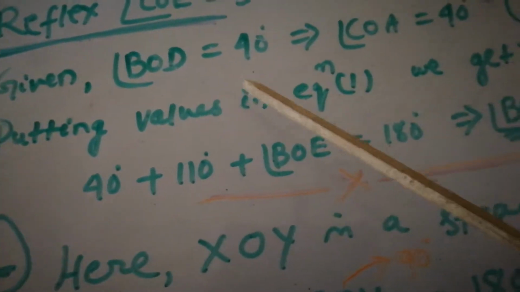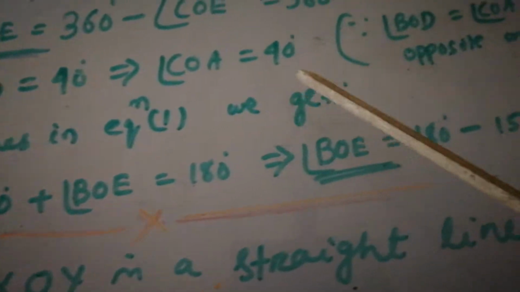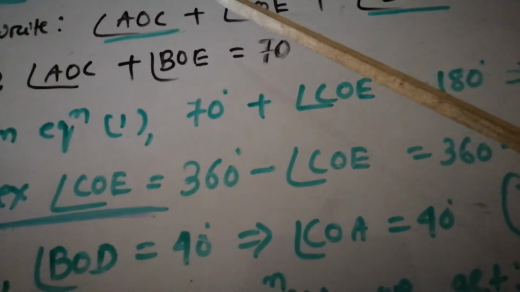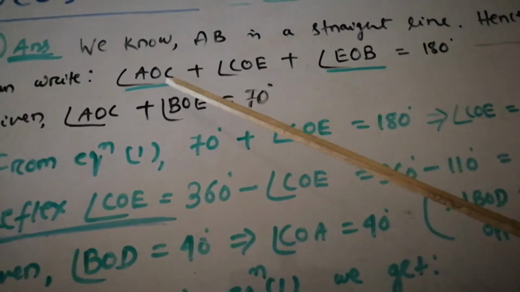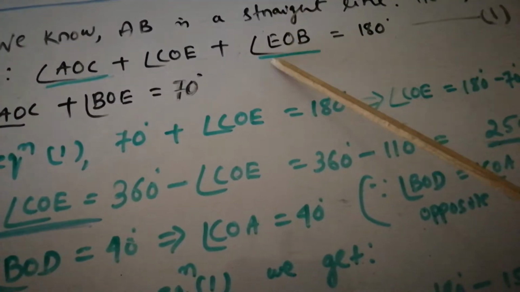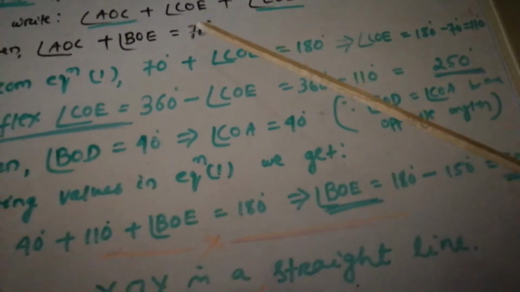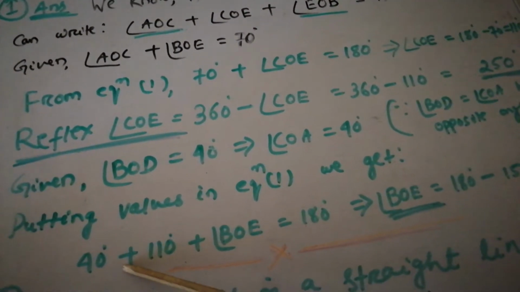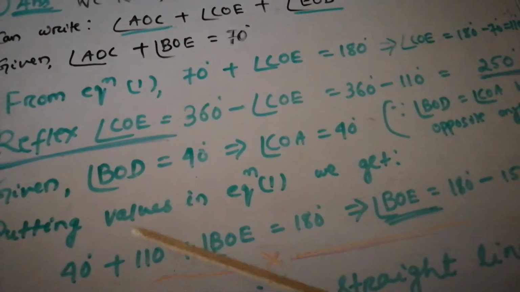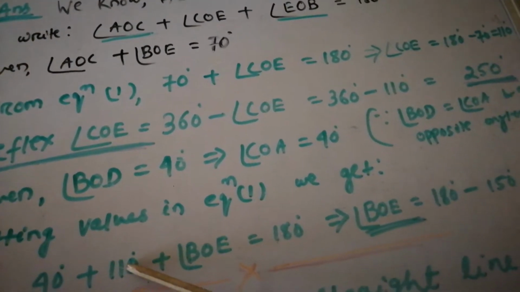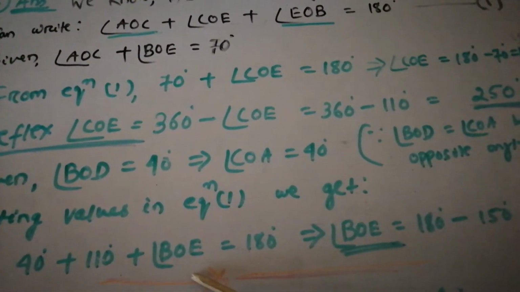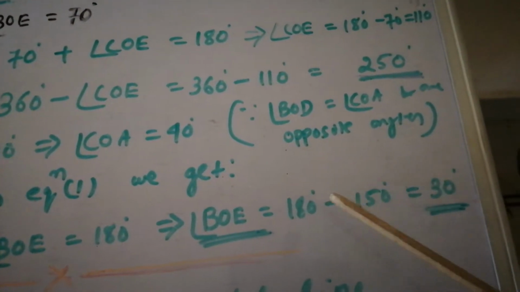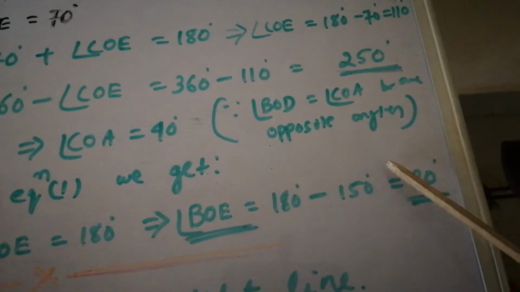Now we will put all the values that we got in equation 1. Equation 1 is angle AOC plus angle COE plus angle EOB equal to 180 degree. So we can put in place of AOC 40 degree because we found it out. Then COE is 110 degree, that also we found out, but we don't know angle BOE. So we can find angle BOE from here, that is 180 degree minus 150 degree equal to 30 degree.